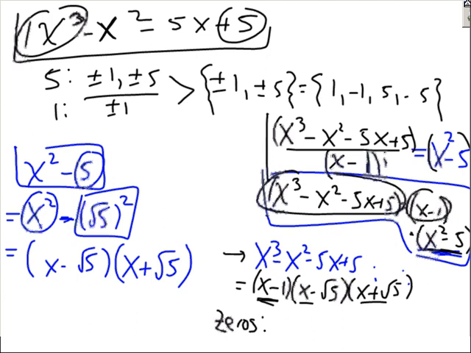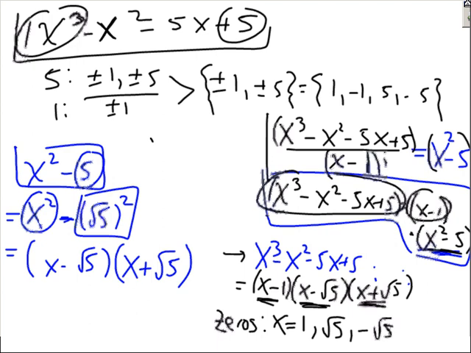Well, what makes this 0 is x being 1. What makes this 0 is x being square root of 5. And what makes that 0 is negative square root of 5. Okay, those are the 3 zeros.